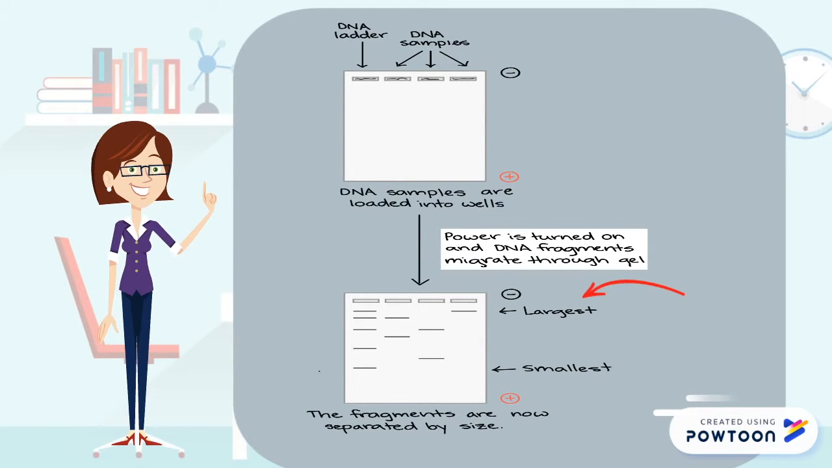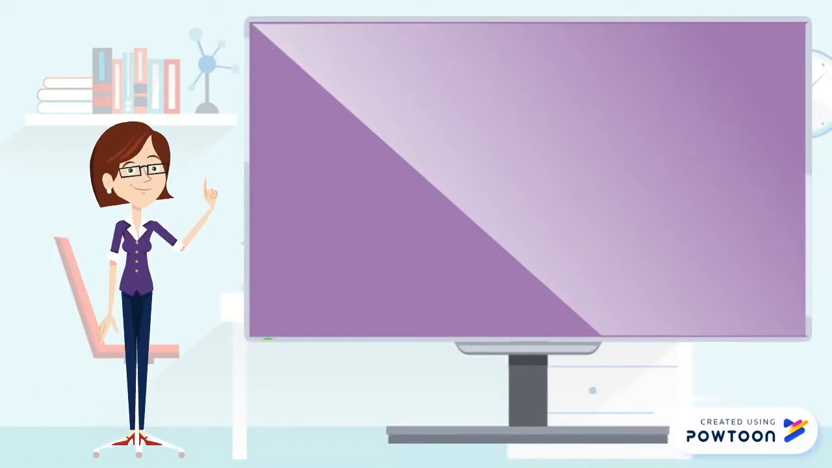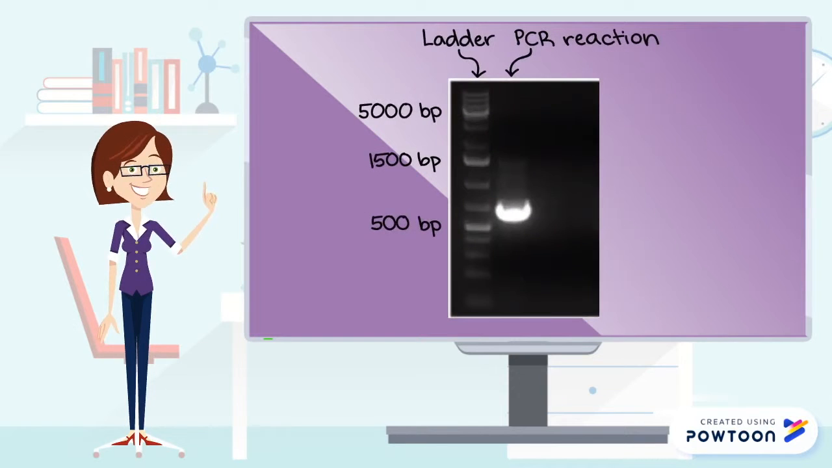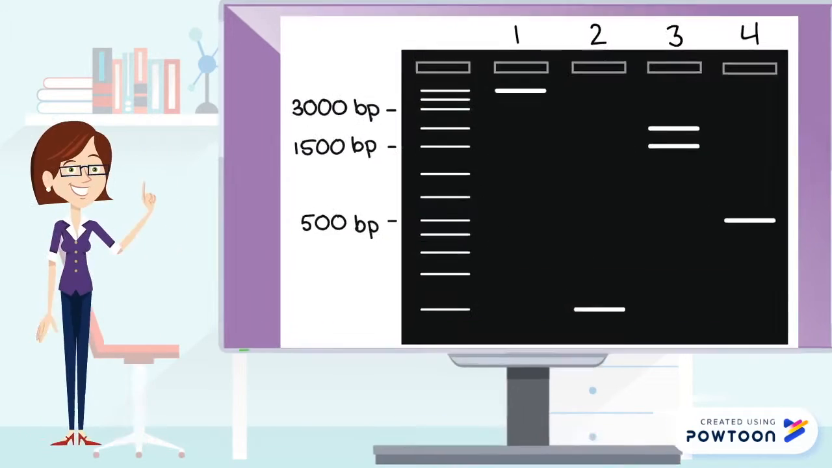Once the fragments have been separated, we can examine the gel and see the size of the bands found on it. When the gel is stained with DNA-binding dyes and placed under UV light, the DNA fragments will glow, allowing us to see the DNA present at different locations along the length of the gel.